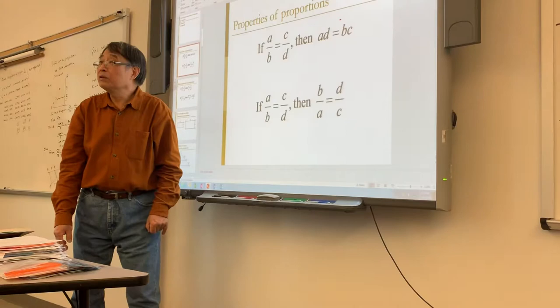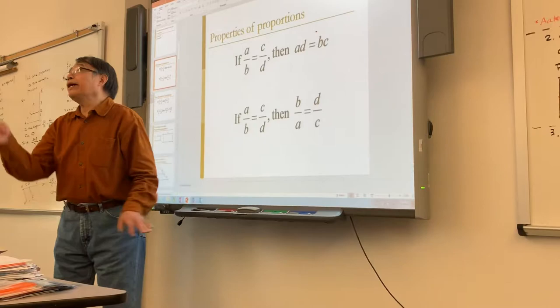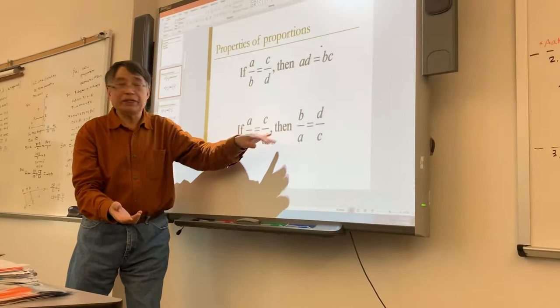My question is, how to remember this one? Or solve for. How to remember this one? Yes. They just flip. Numerator and denominator switch. A over B, B over A. C over D, just D over C. Do you understand, please? Just flip, okay? Is that okay? Yeah.